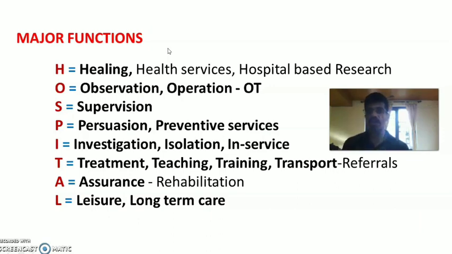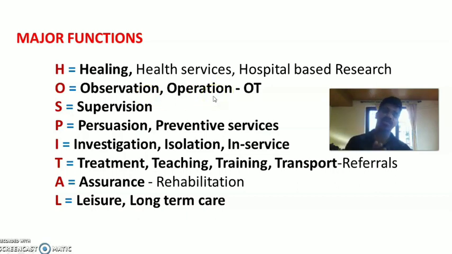You can use the mnemonic HOSPITAL for the major functions of the hospital. H stands for healing services, that is therapeutic services, health services, promotive health services. Then hospital based research, conducting various hospital based research. So H stands for healing, health services and hospital based research. Then O stands for observations, patient early detection, specific examinations.